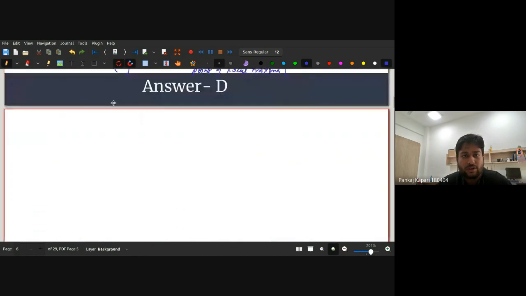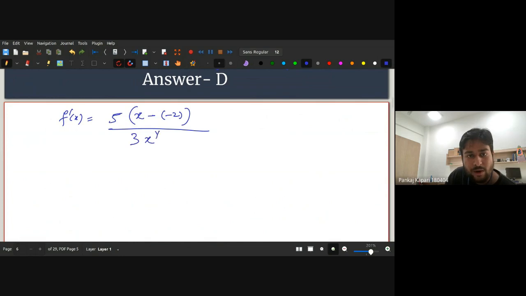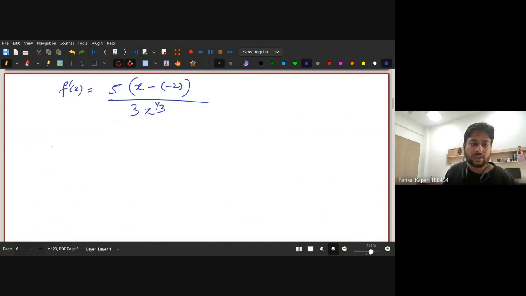Okay, so notice the derivative f prime x. It is 5 times x minus minus 2, let's write it like this, and 3 times x to the power 1/3. So let's check x equal to minus 2. We are near minus 2. So let's say x is less than minus 2. We are very close to minus 2, but not equal to minus 2, because if x is minus 2, then it will become 0.